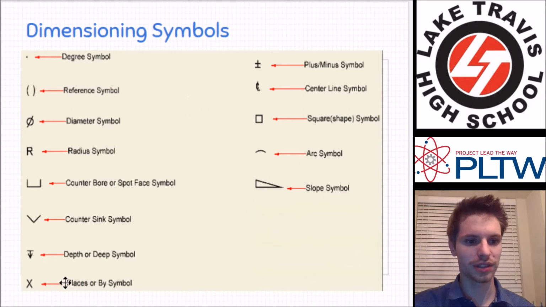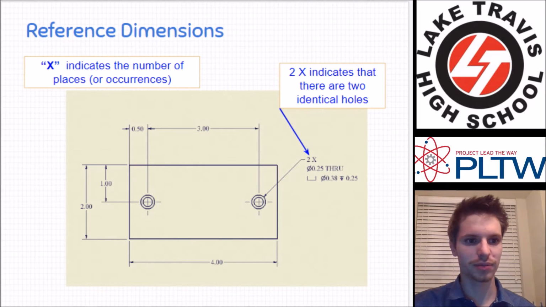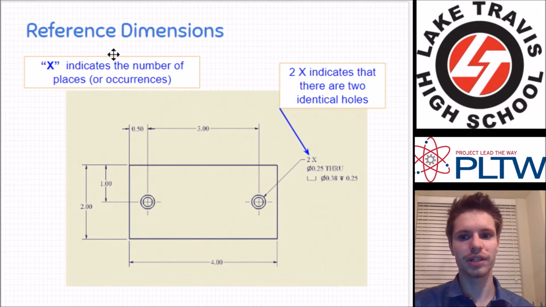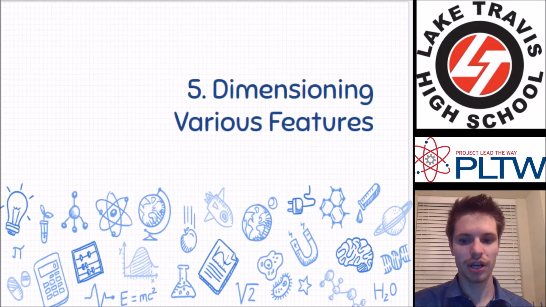And then let's see, we'll talk about this one in the very next slide, places or by symbol. So the X indicates the number of places or occurrences. So 2 occurrences or 2 holes is what this is saying. Instead of putting all this information, this by the way is a counterbore symbol, over here and over here, you just say 2x. So there are 2 of these holes that are exactly the same. Pretty nice.